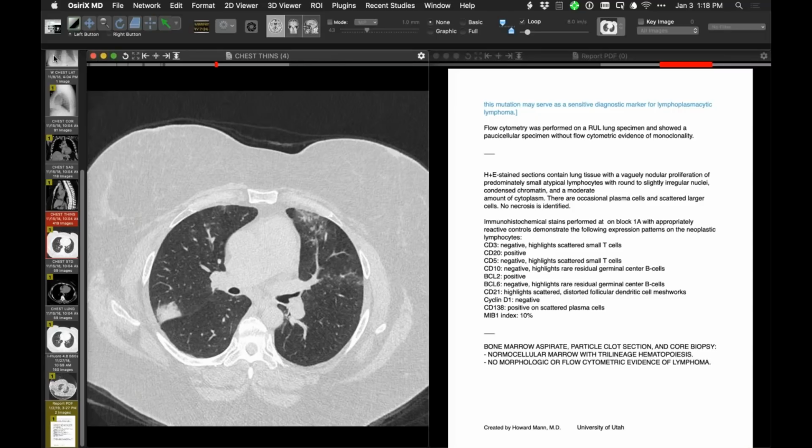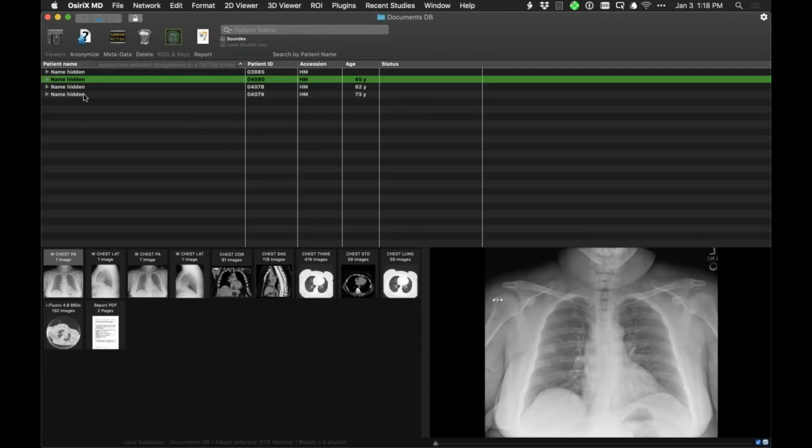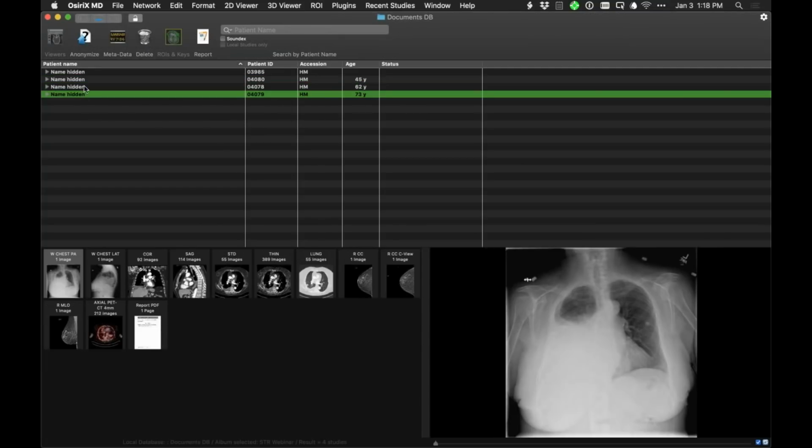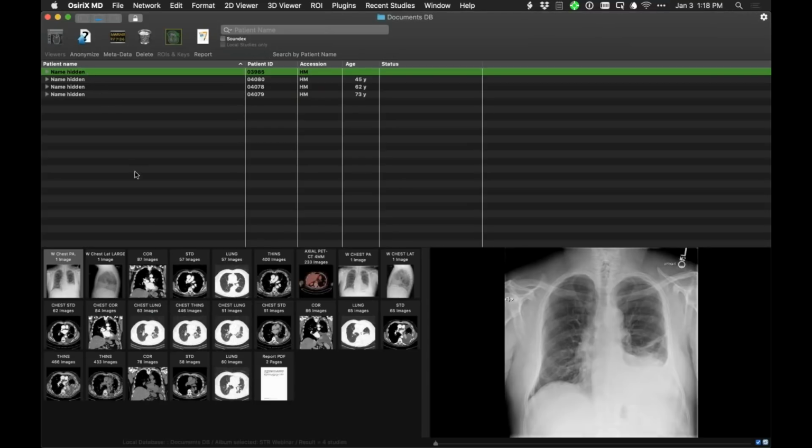For example, all right, let me show you this case. This case I've shown before, but I want to show this one again because the next case I'm going to show you is very similar to this.